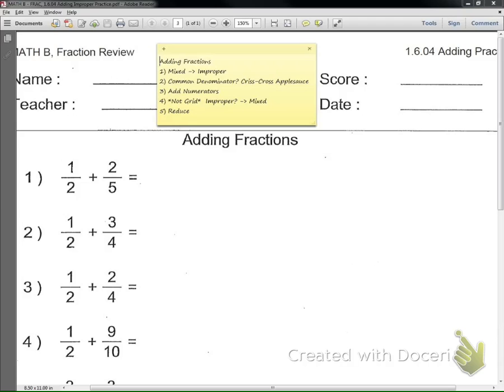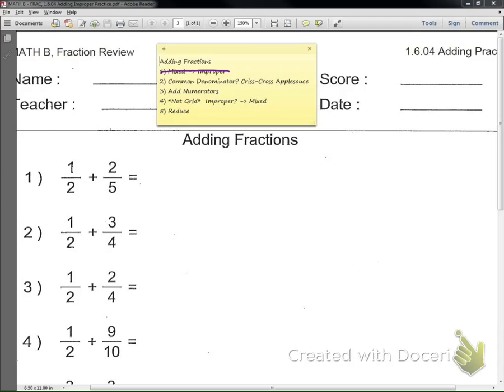But today's lesson we are just going to be adding proper fractions to proper fractions and seeing what the results are. So the first step in adding any fraction is, if you see mixed numbers, you need to change them to improper fractions. In all of these examples, as I just said, we are not going to be working with that type. So I'm going to go ahead and cross off that step. We won't have to do it here.